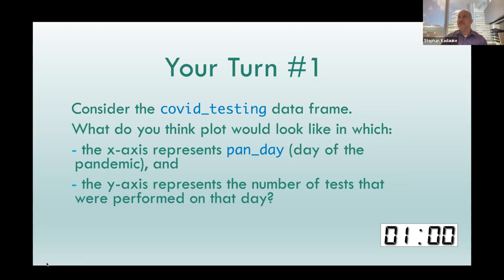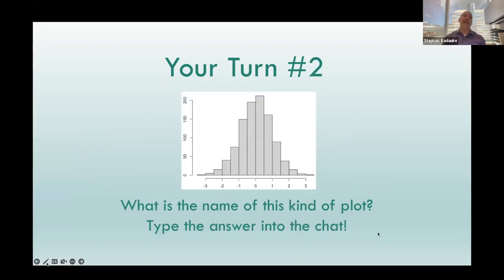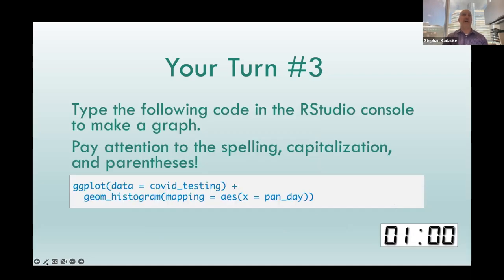All right, I see the yes is coming in. So we have a lot of yeses. So you have sort of a mental image. What I asked you to imagine is a plot in which we have the count or the frequency of tests on the y-axis, broken down by pandemic day over the x-axis. And this is exactly, Xalata, I don't know if I pronounced your name correctly, that is a histogram, this type of plot. So let's build a histogram of COVID tests by pan day.